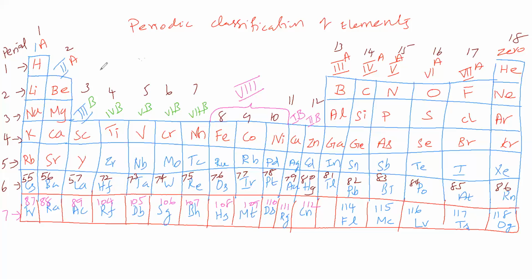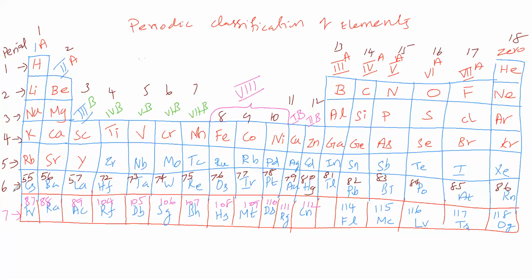Now, the first period we will take. The first period contains how many elements? 2 elements. The second period contains 8 elements. The third period contains 8 elements. The fourth period contains 18 elements. The fifth period contains 18 elements.